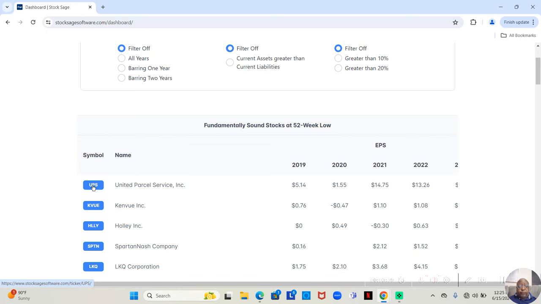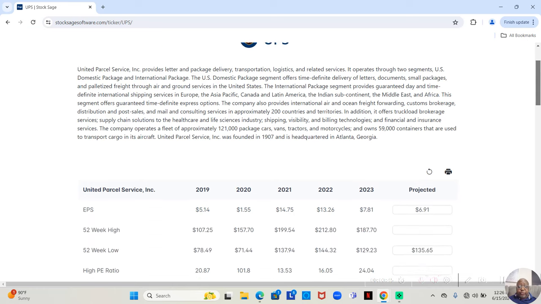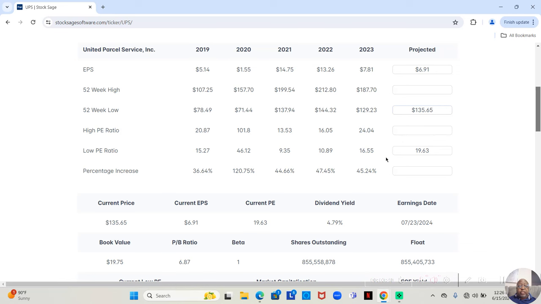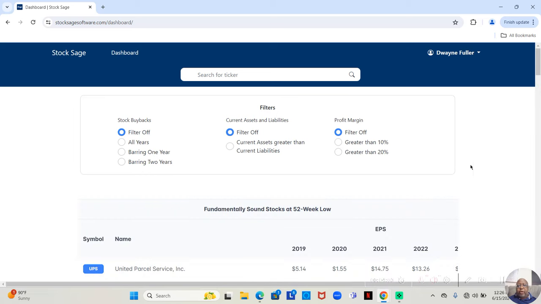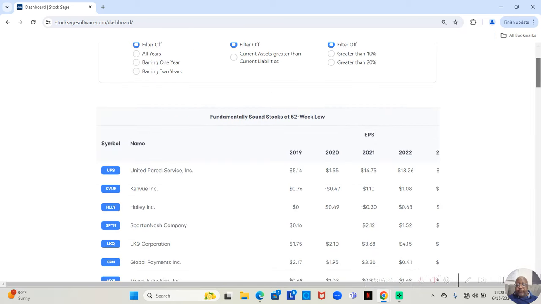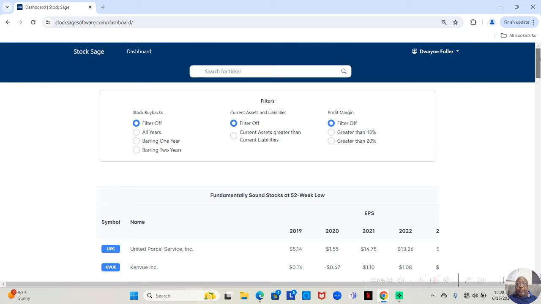And I'm going to click on UPS right here. Scroll down a little bit. And we'll see that a share of UPS right now is $135.65. So let's go back to our main screen of the app. And let's talk about what the app does. For some reason, our fifth column is shutting off, but that will be corrected soon. Let me get to the programmer and see why that's happening. But let's talk about what this app does.